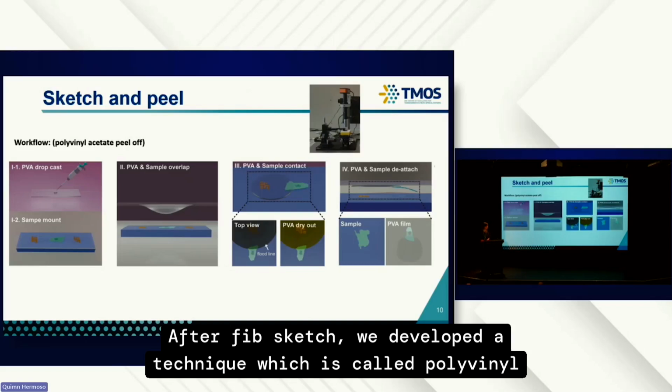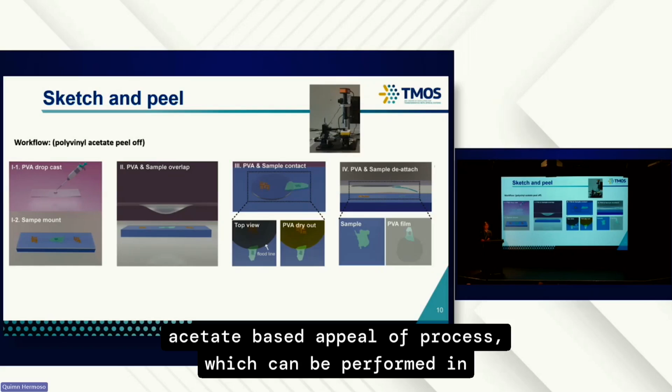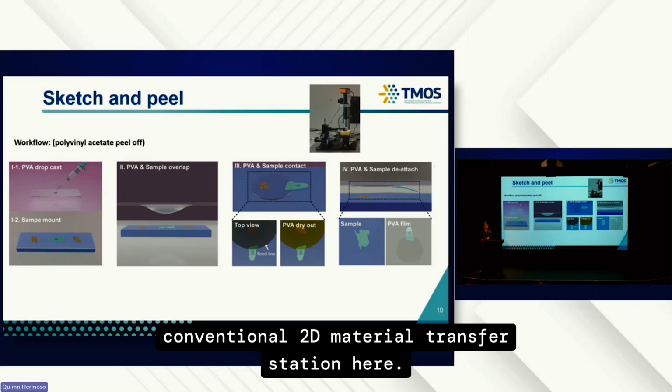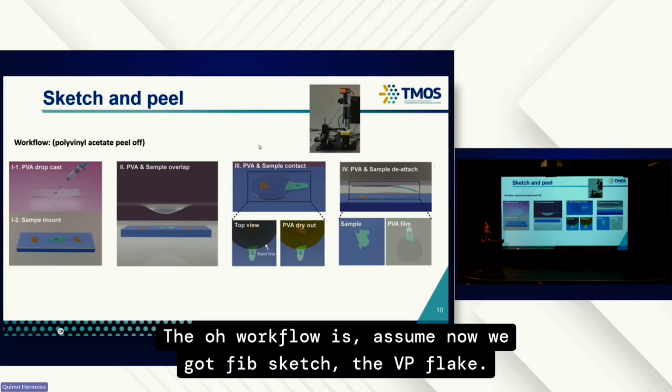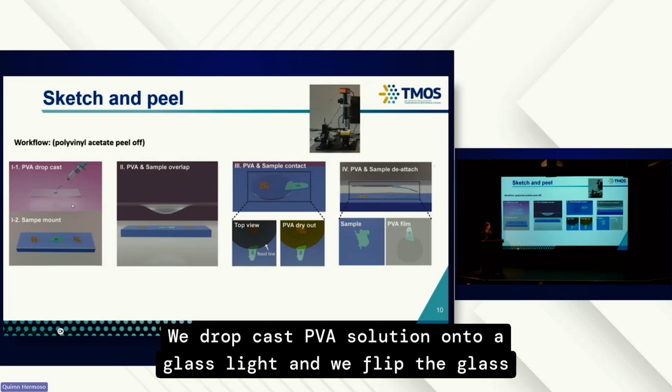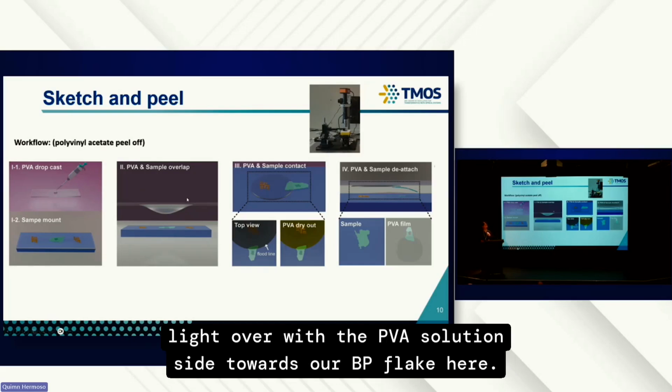After FIB sketch, we developed a technique which is called polyvinyl acetate-based peel-off process, which can be performed in a conventional 2D material transfer station here. The workflow is, assume now we got a FIB sketched BP flake. We drop cast a PVA solution onto a glass slide, and we flip the glass slide over with the PVA solution side towards our BP flake here.